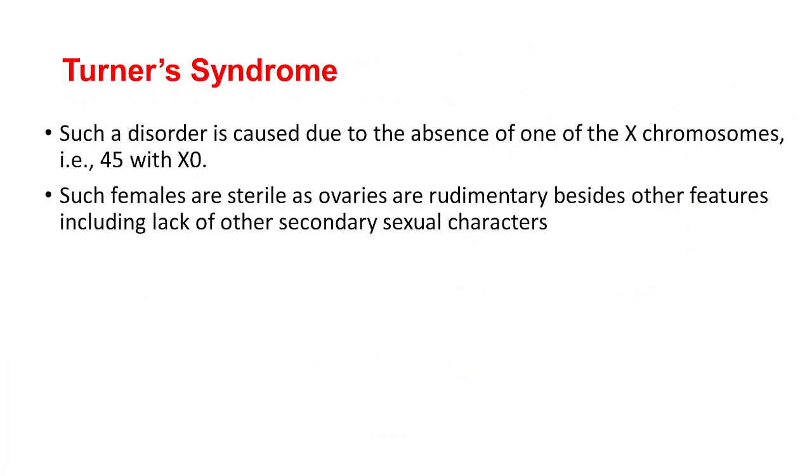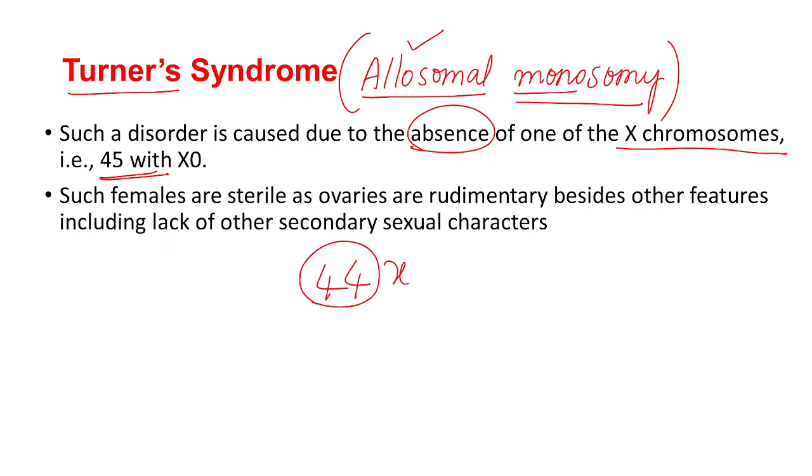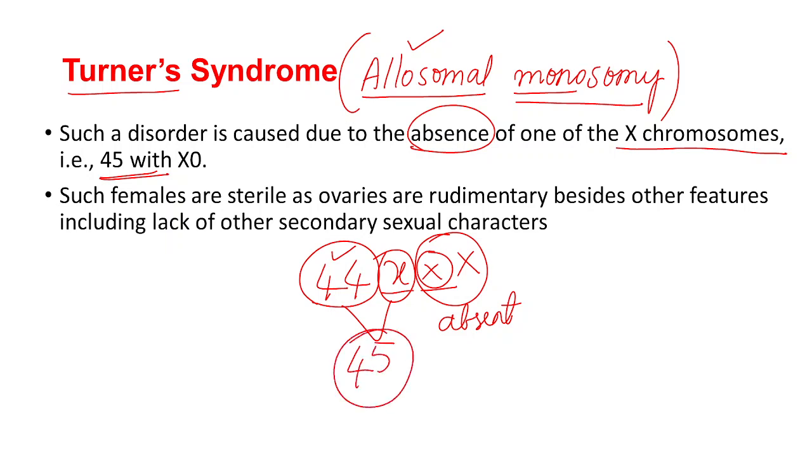So next and the last one, that is Turner syndrome. It is allosomal, which means it is also sex linked. It is allosomal monosomy, where the sex chromosome will have only one chromosome. Such disorder is caused due to absence of one X chromosome, which will lead to the 45 condition. Here the individual will have 44 autosomes and X. The 44 autosomes will be normal, but there will be only one sex chromosome. The other sex chromosome will be absent. Is that clear? So only 44 autosomes with one X chromosome, which leads to 45. This condition is called Turner's syndrome.